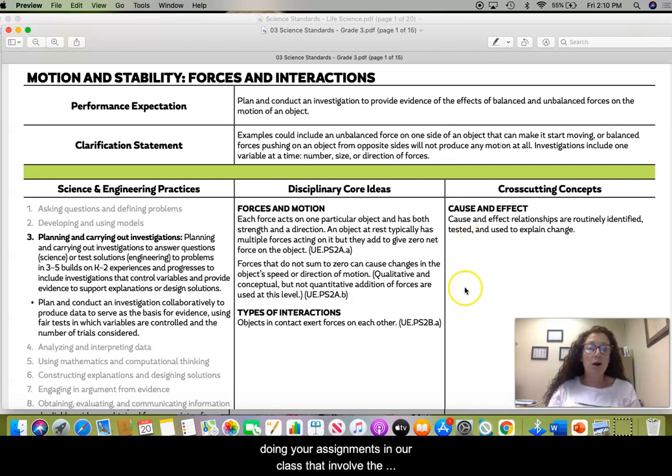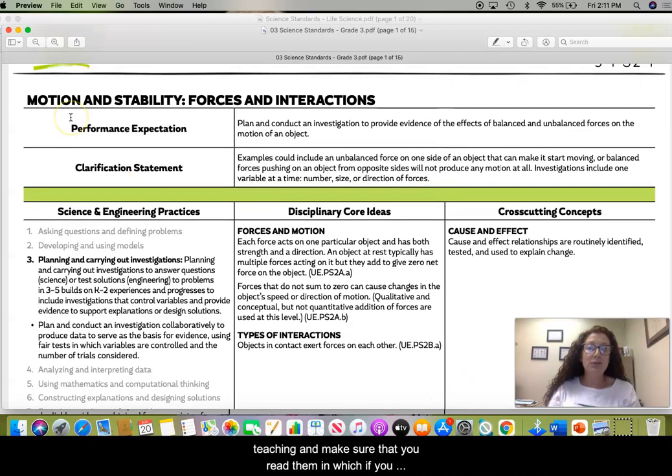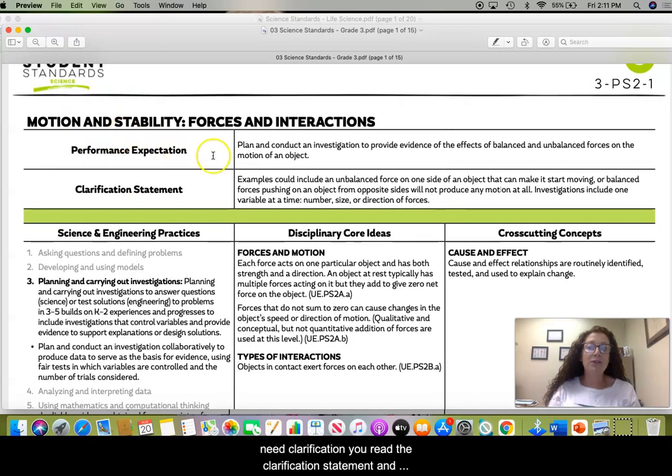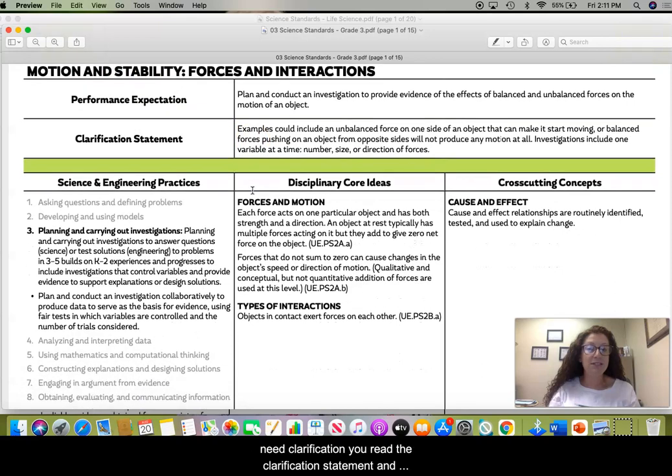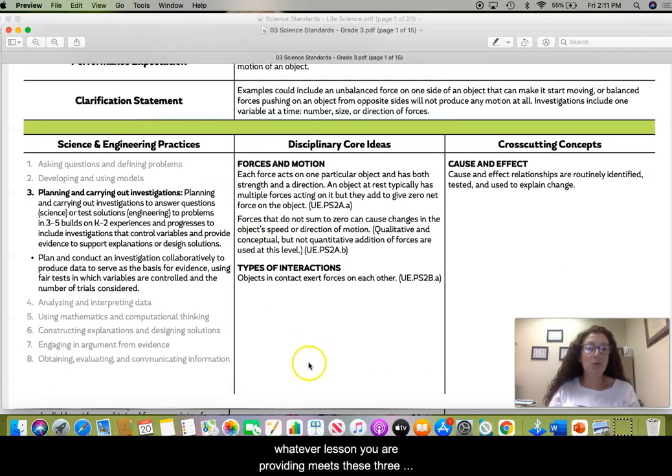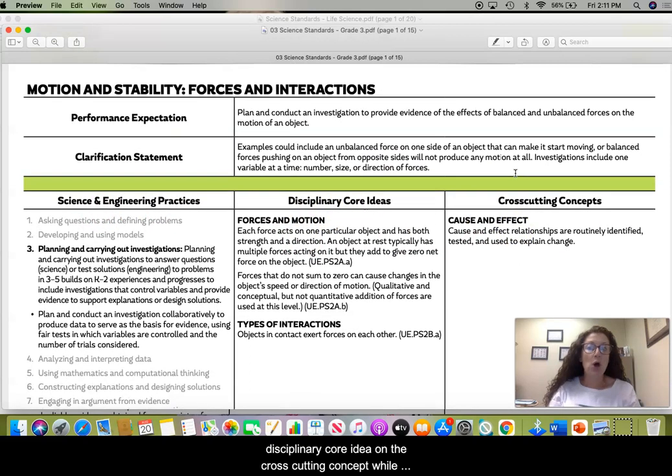So when you are doing your assignments in our class that involve the Louisiana state standards, please make sure that you download the appropriate grade level for what you're teaching. And make sure that you read them, and if you need clarification, you read the clarification statement, and whatever lesson you are providing meets these three major parts: the science and engineering practice, disciplinary core idea, and the cross-cutting concept, while meeting the performance expectation.